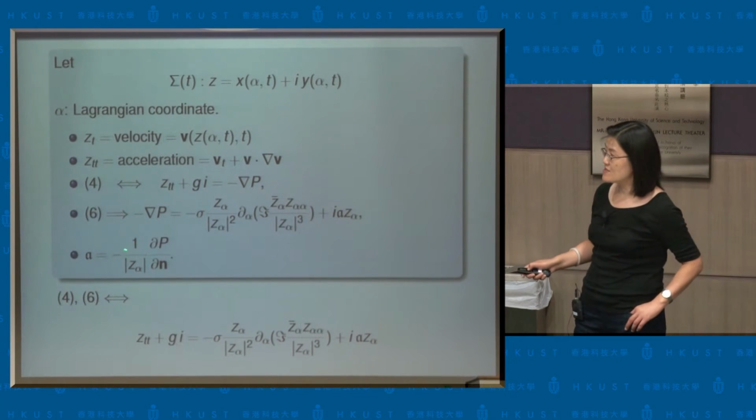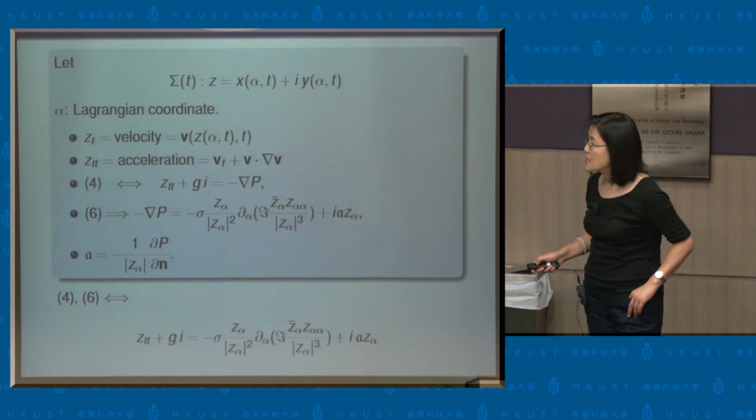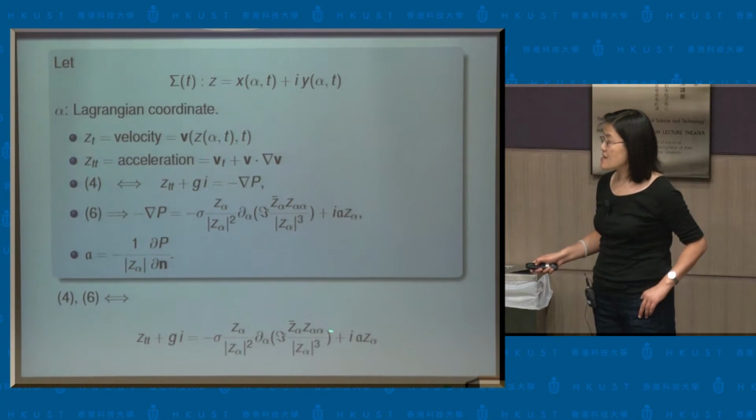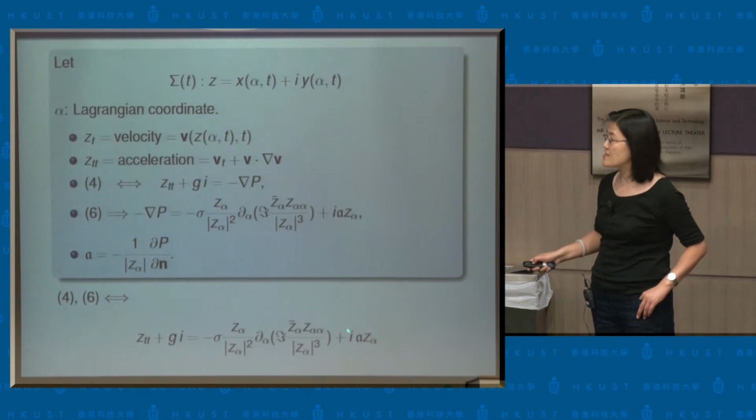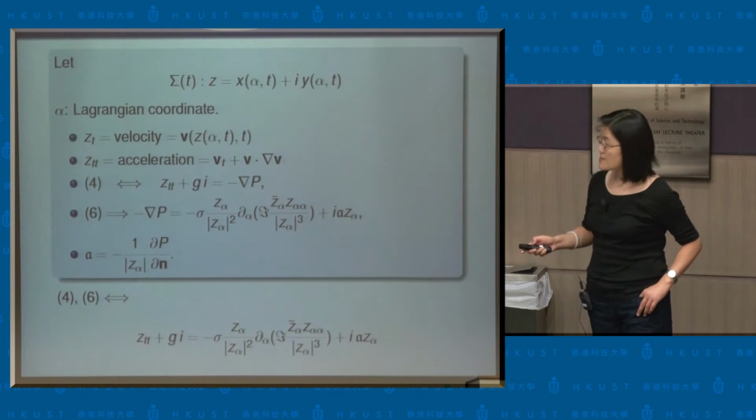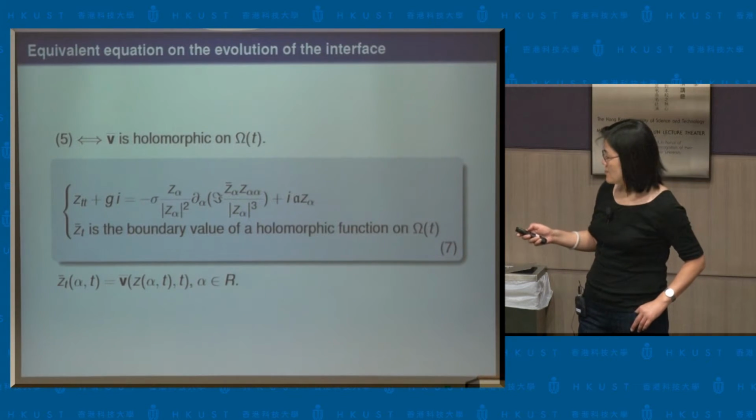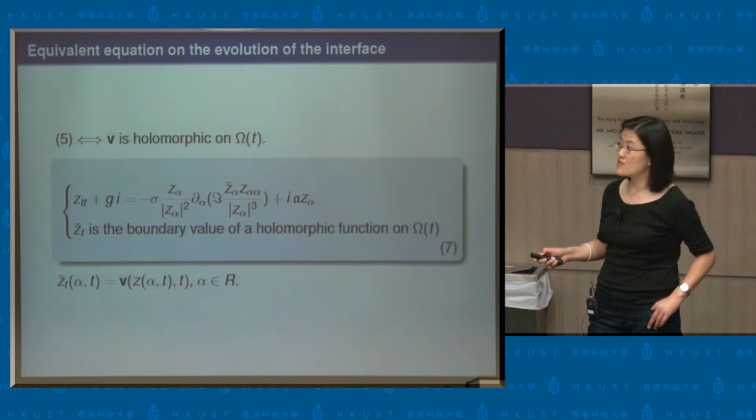So keep in mind, this is a Taylor sign condition: A is greater than 0. Okay, so that's the equation of the interface now, right? Z represents the equation of the interface. Of course, we also know that the velocity field has divergence and curl equal to 0, so that's a potential flow. In particular, that's a Cauchy-Riemann equation, or V bar is holomorphic on the fluid domain. So we write down the equation as the following.